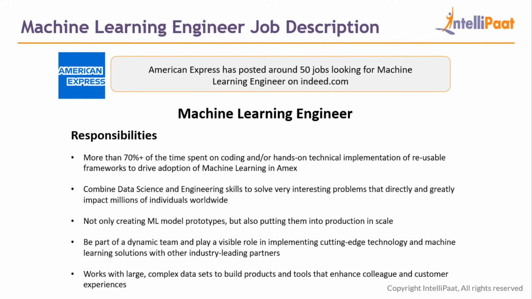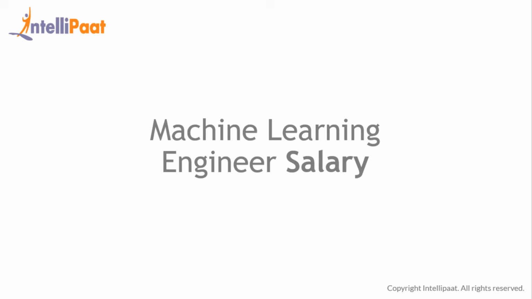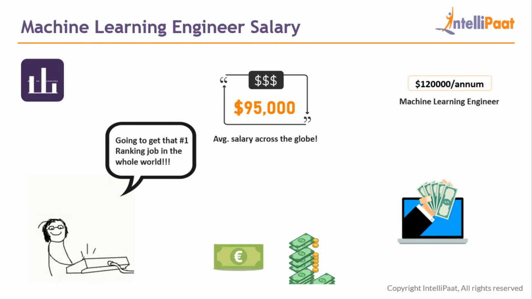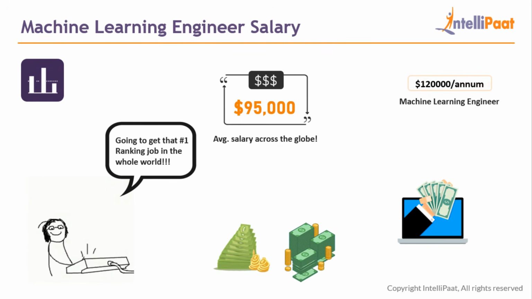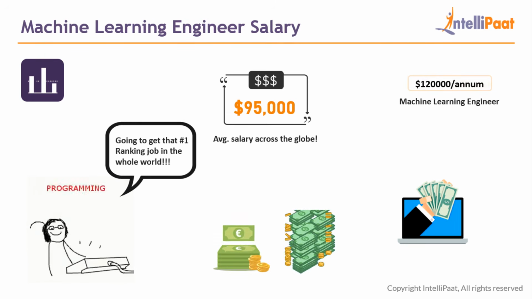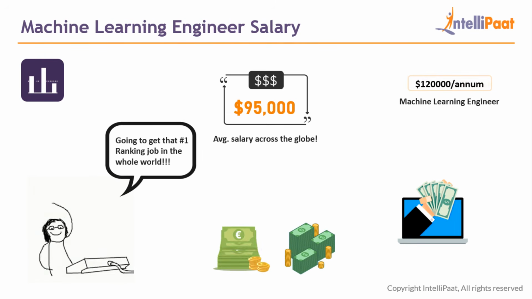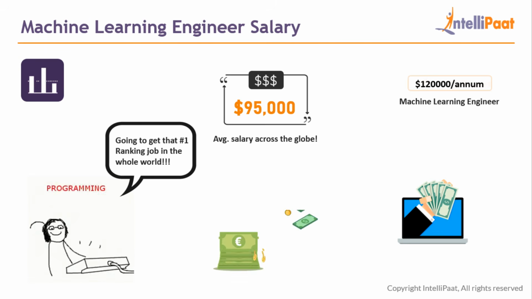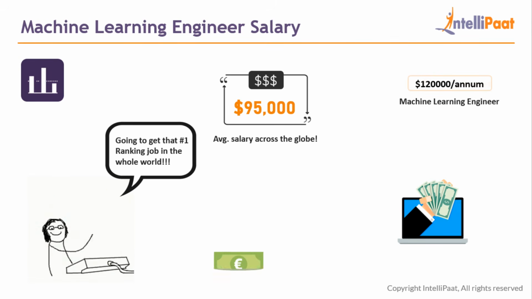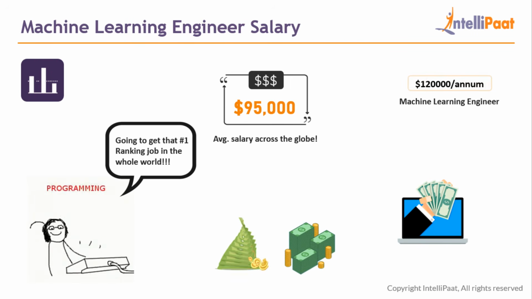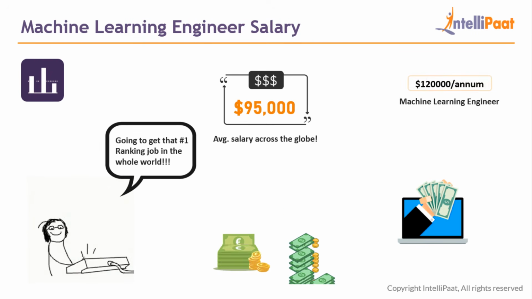Tell me that that sounded good. So, coming to the most important slide that you guys are probably waiting for, the machine learning engineer salary, guys. Well, I have very big numbers for you. Again, think about it. We already talked about how cool a machine learning engineer's job is, right? And you need to go get that number one ranking job in the whole world of computer science, and then you'll be presented with an average salary of $95,000 per year.